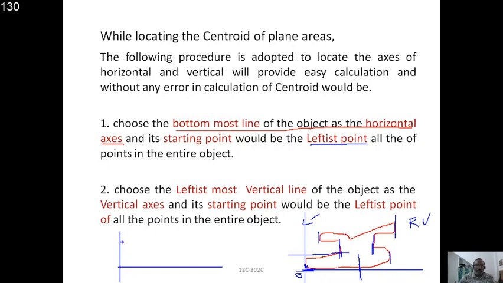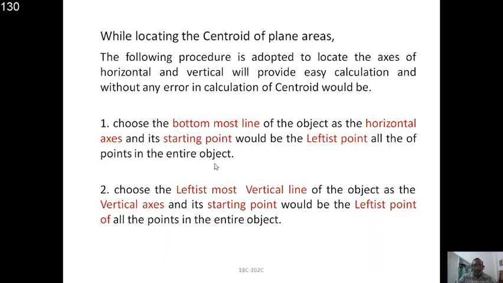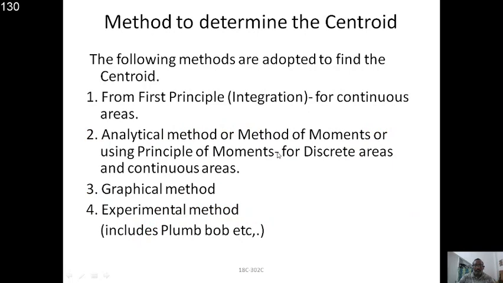Now your object will be somewhere in between like this. It touches everything like this. So this is the position of the object. You observe that at this point it is a touching position, right? So this is the locating of your centroid reference axes. Now you have understood the location of your reference axes.